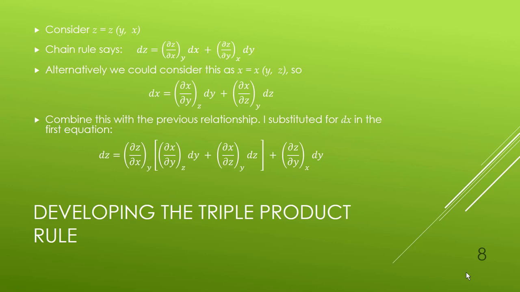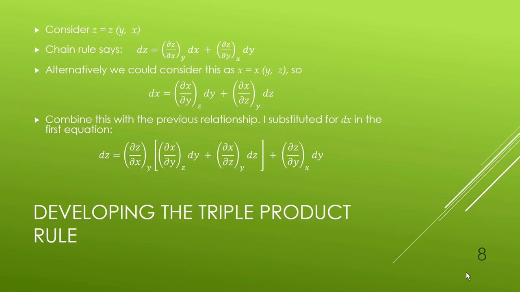Now we're going to need some math rules. One of these is the triple product rule, and this is just a quick little derivation here. The triple product rule says that if you take a function z of the variables y and x, then dz is (∂z/∂x) at constant y dx plus (∂z/∂y) at constant x dy.